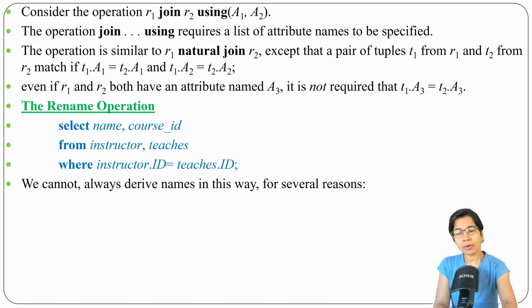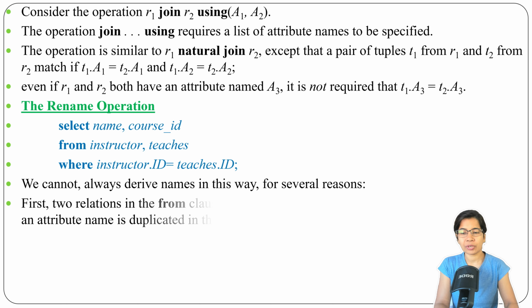First, in the from clause, there may be some relations having the same attribute. For example, student and instructor can have the same attribute ID. In the result, we cannot distinguish which ID is for student and which ID is for instructor. That's why we should rename student ID and instructor ID.